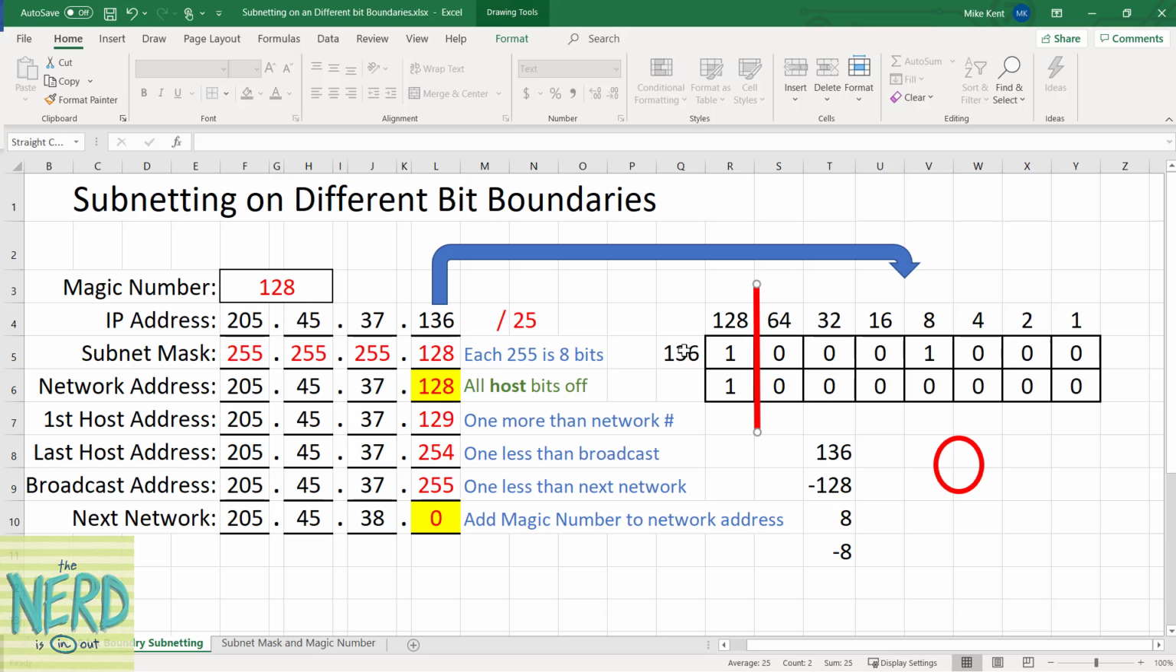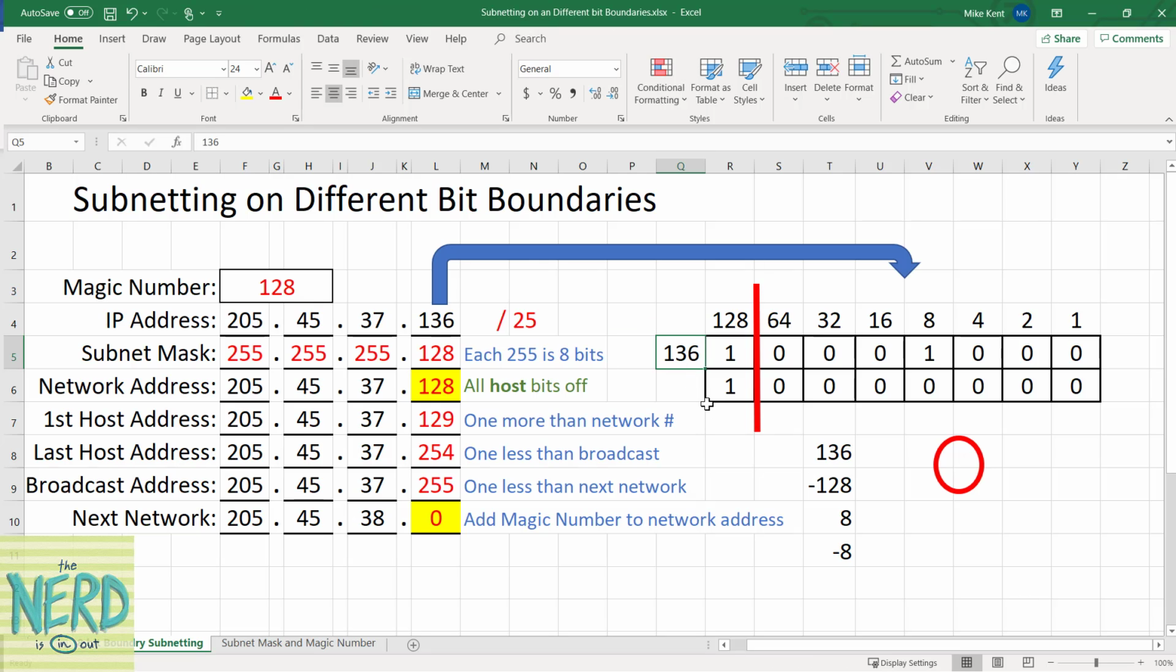And then we figured out what network we were on by taking the 136, because some of this is network and some of this is host. The dividing line tells us which is which, and then we just strip off all the host bits to get the network number. And that is going to do it.